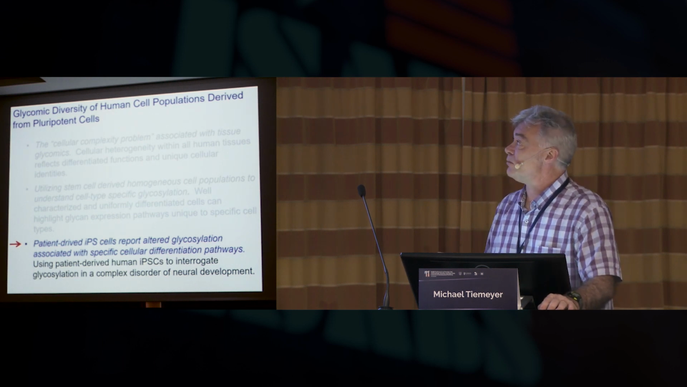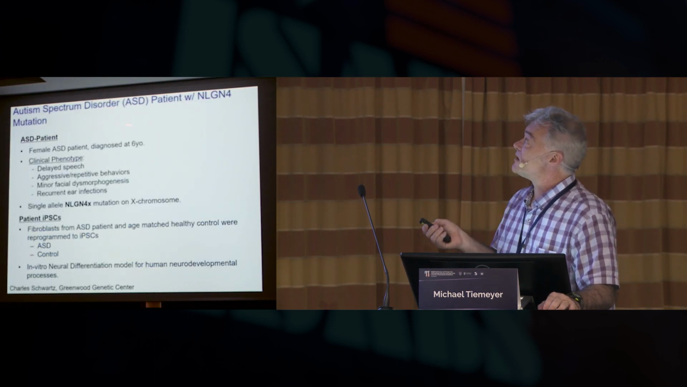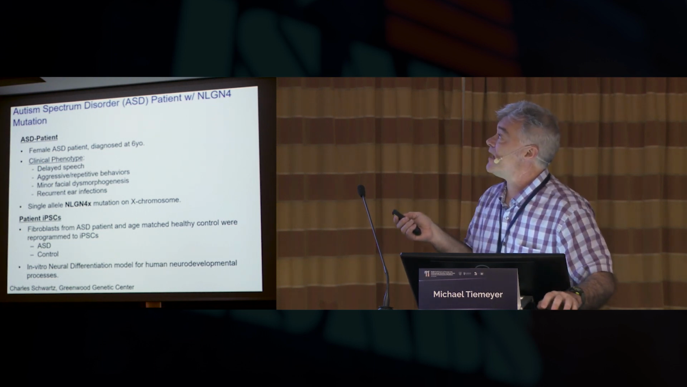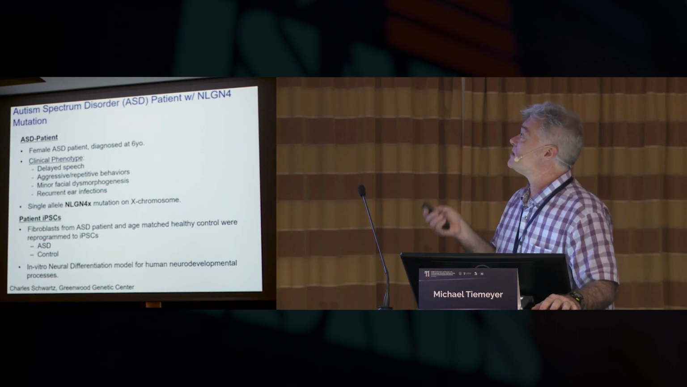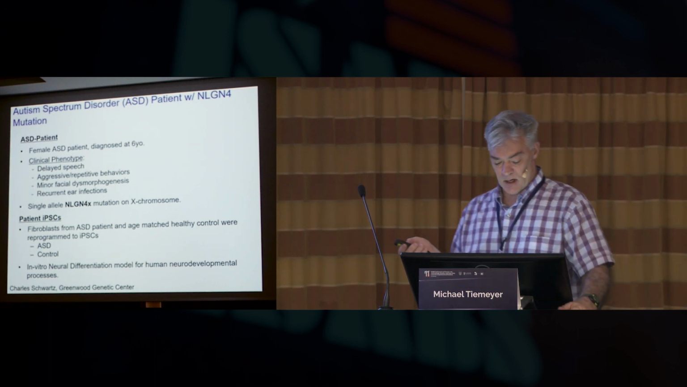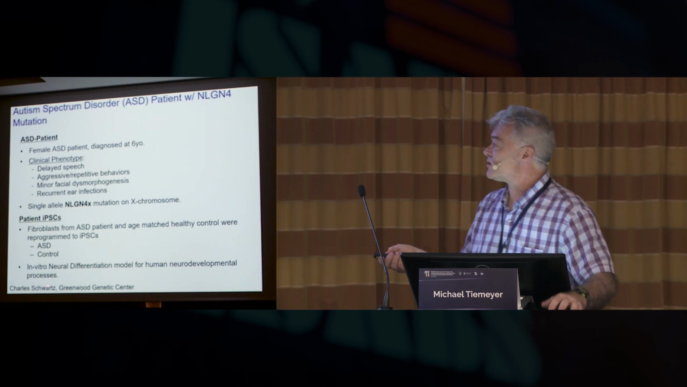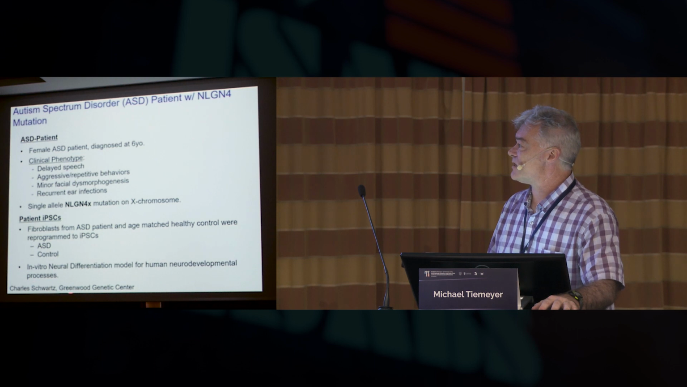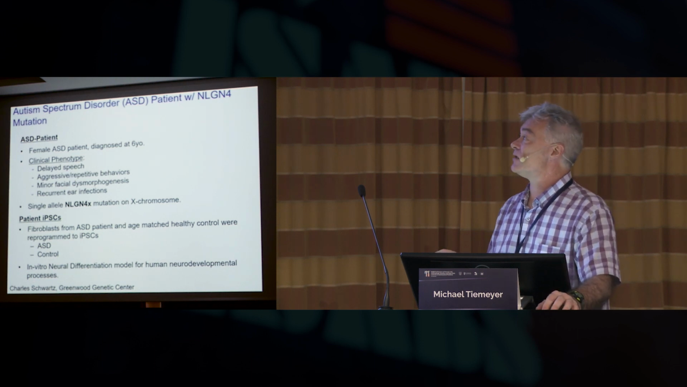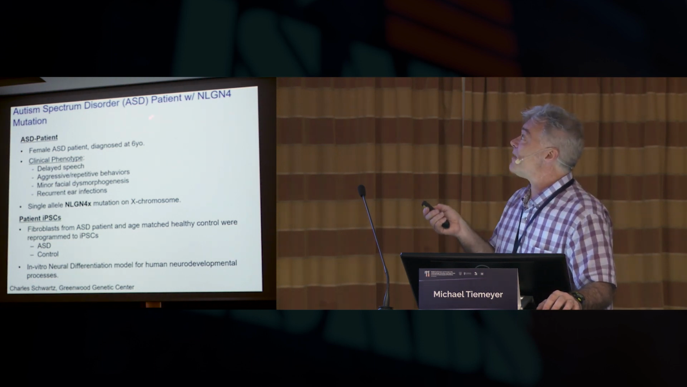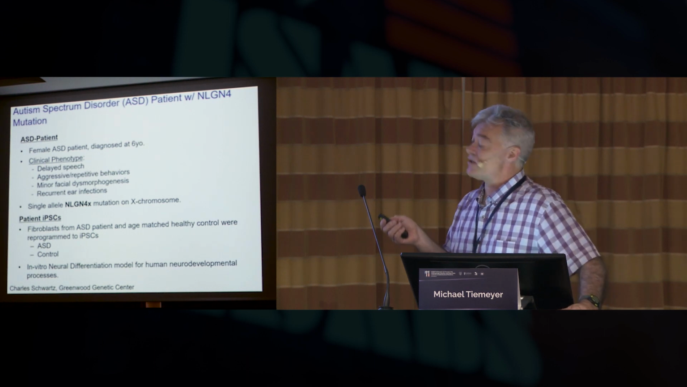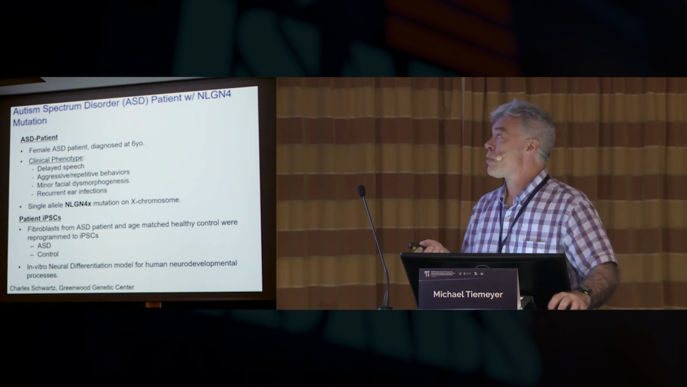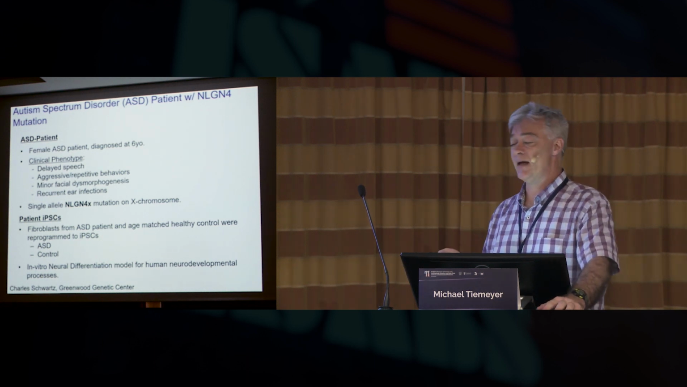And the disorder that we've been working on is an autism spectrum disorder in which patients have a mutation in a gene called neuroligin 4. I'll show you what that is in a second. And we got to study this patient line because Charles Schwartz, a collaborator at a genetic center in South Carolina, came to visit us, and we were talking about interesting patient lines he had. And for metabolic reasons, he thought that this particular patient might have an altered glycosylation profile. So he sent us some lymphoblasts, which is what he had on hand.